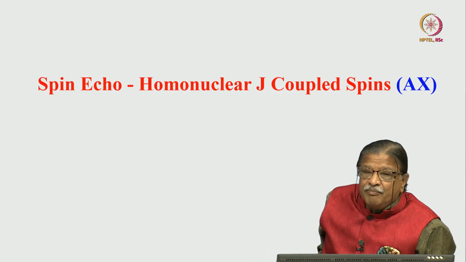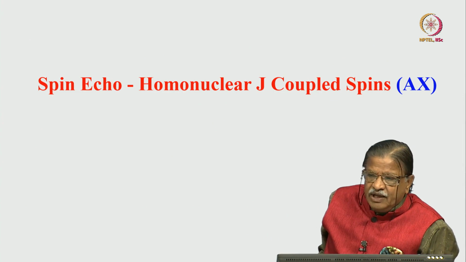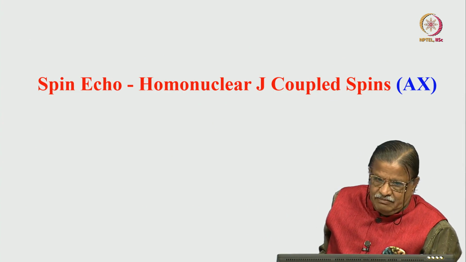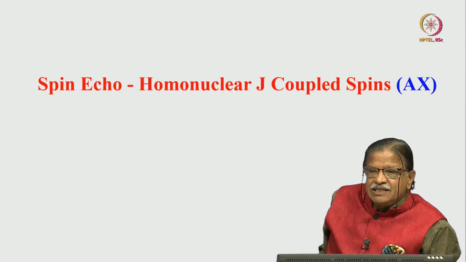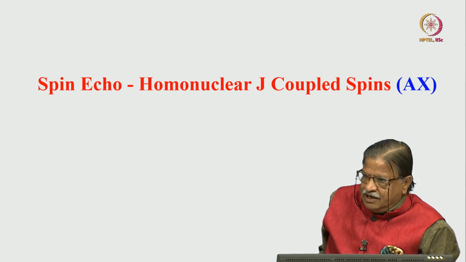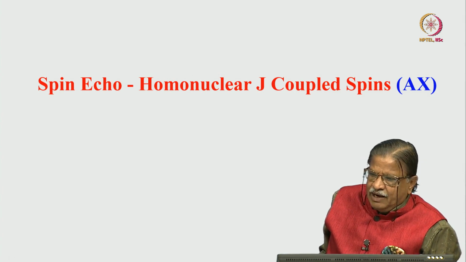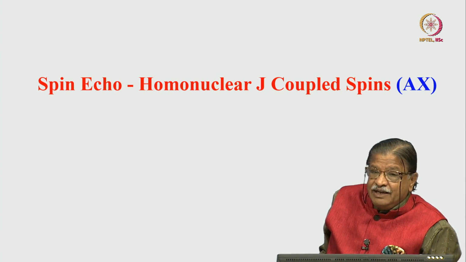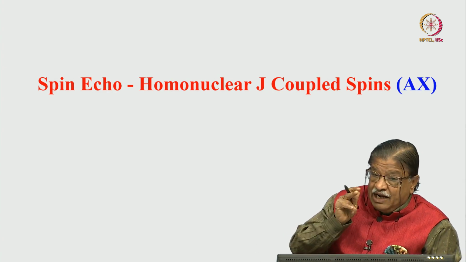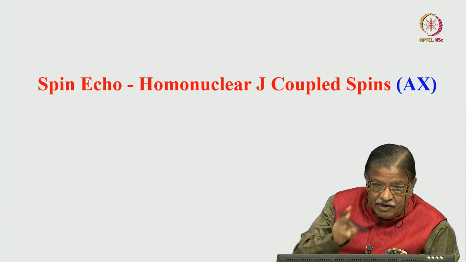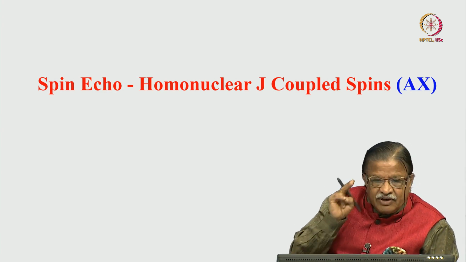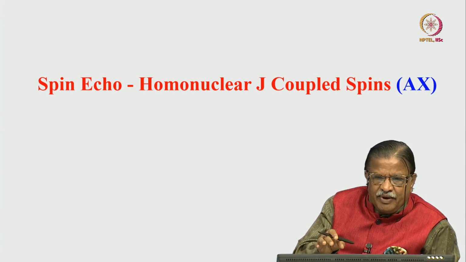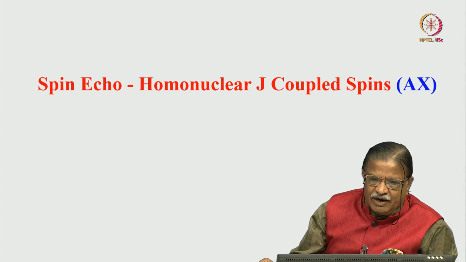Now we can take the example of what happens if there is a homonuclear J coupling between two spins. This needs a bit more discussion. Since the time is getting over already, I will stop here. We will take the example of what happens to the spin echo when there is J coupling. Remember, so far I said there is no J coupling. I took only chemical shifts of A and X. First A was on resonance, X was moving. Then I showed both will refocus after the 180 pulse.